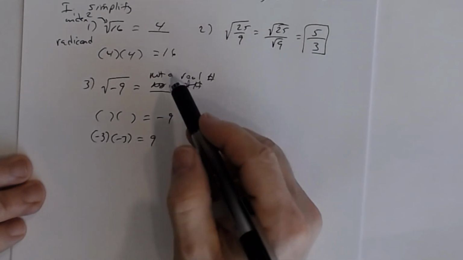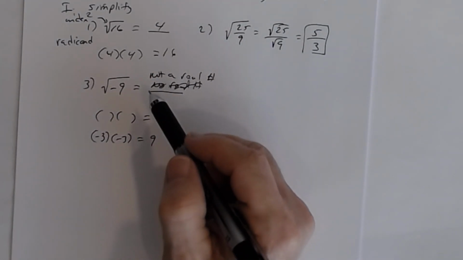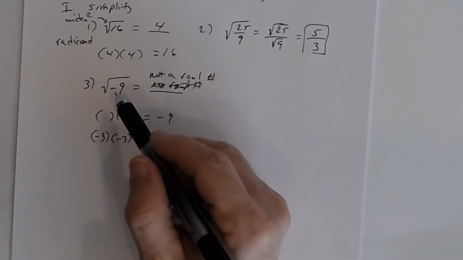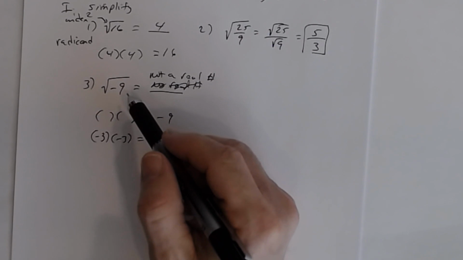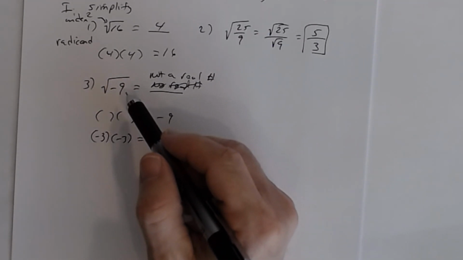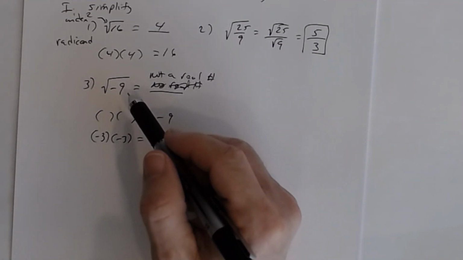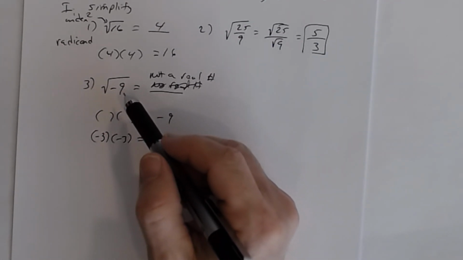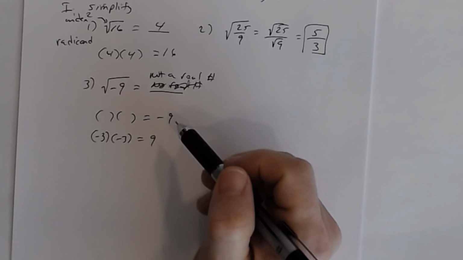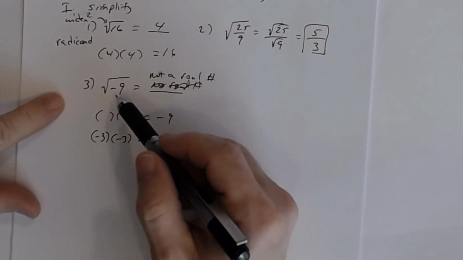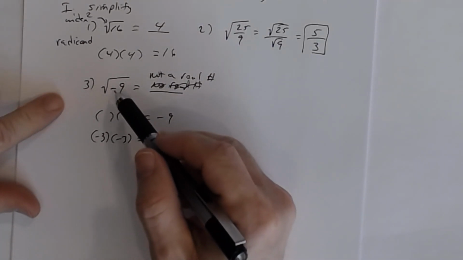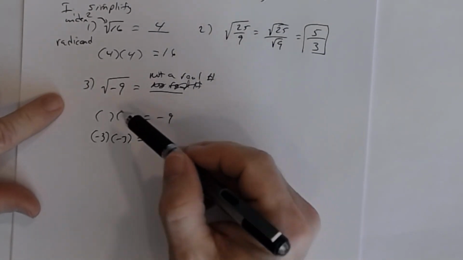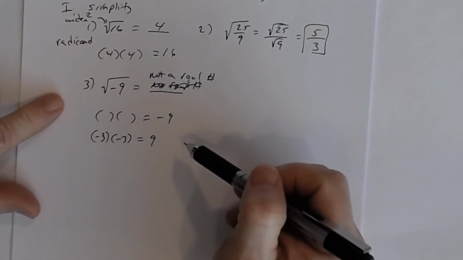Now later on, probably in 2 weeks, you're going to learn about imaginary numbers. So you may remember that word from a previous course. Imaginary numbers, complex numbers. You can learn about that in a couple of weeks. But for right now, on my math lab and on the worksheet, you're going to say the square root of a negative 9 is not a real number because no number times itself is negative.